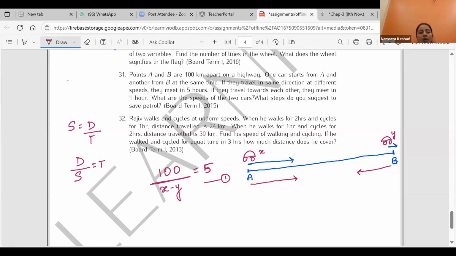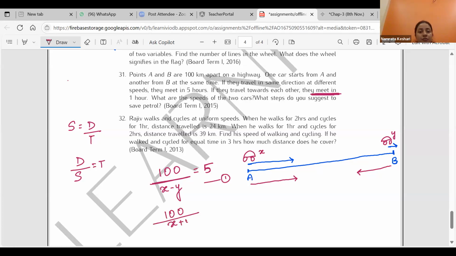If you don't know this logic, the chances are you won't be able to apply it and you won't be able to solve it. So you need to know this logic. If they travel toward each other, in the next scenario they are coming toward each other. For meeting, the resultant will work, both speeds will collaborate together. Are you getting my point? Both added together will work.